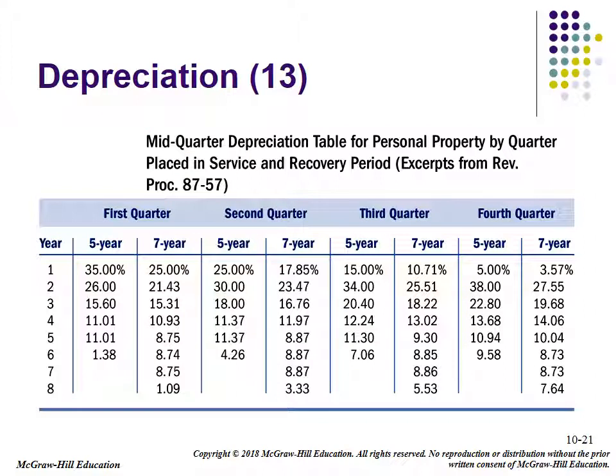Here's your mid-quarter. Remember I said there's various tables. Now, they put all the tables here for the first quarter. As you can see, if it's a 5-year asset or a 7-year asset, the second quarter purchases, 5-year, 7-year, the third quarter, 5-year, 7-year, and the fourth quarter, 5-year, 7-year. Okay, so you will use the quarter of the asset's purchase to calculate depreciation when it comes to this.